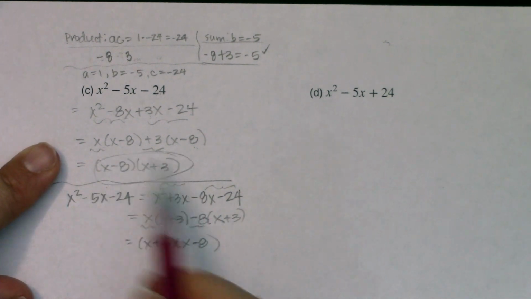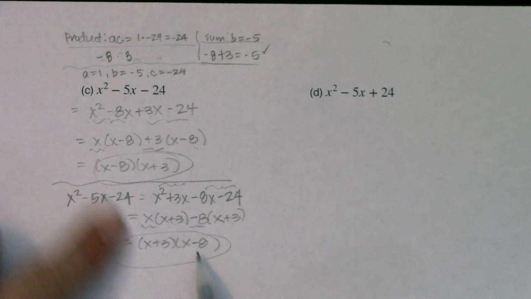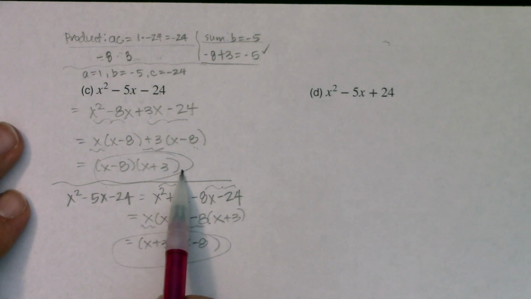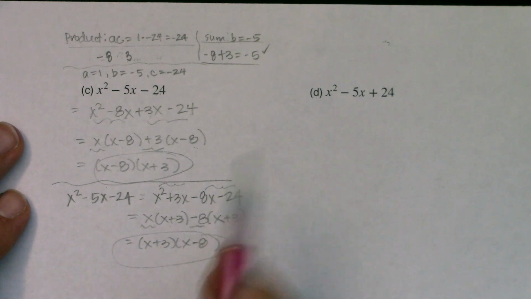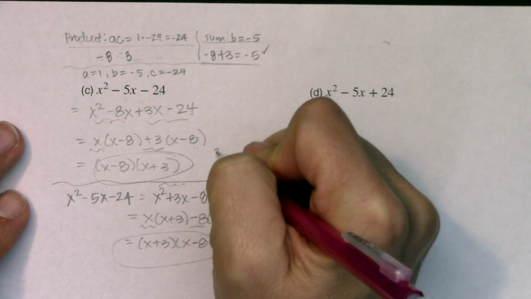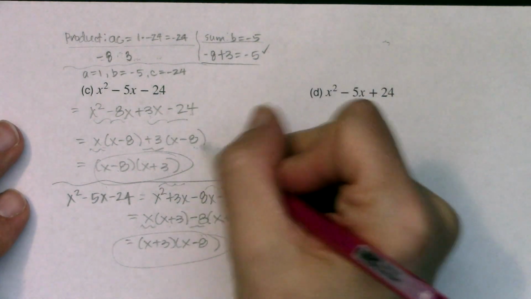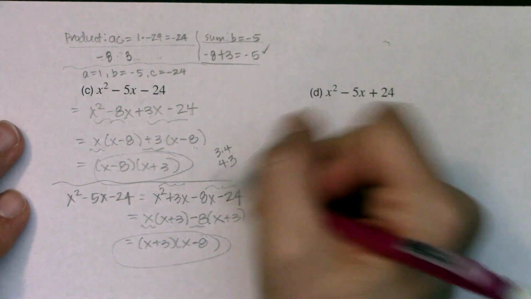And these are the same answer, right? Because again, multiplication is commutative. It doesn't matter if you do x minus 8 times x plus 3, or x plus 3 times x minus 8, same expression. Because something like 3 times 4 is the same as 4 times 3. We say multiplication is commutative.